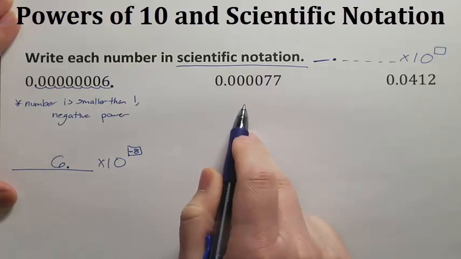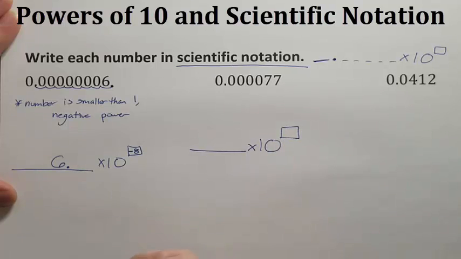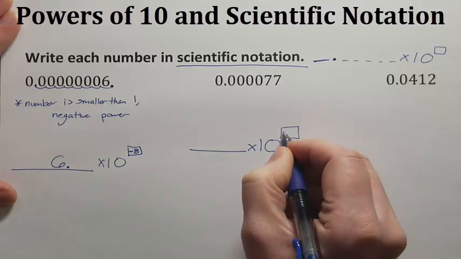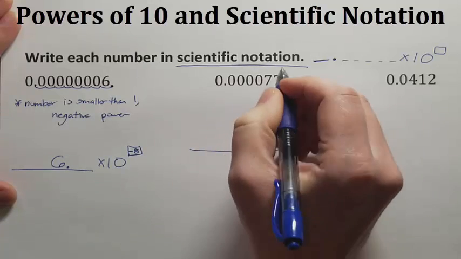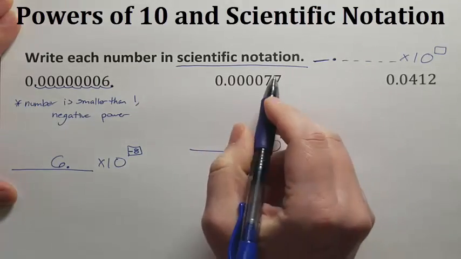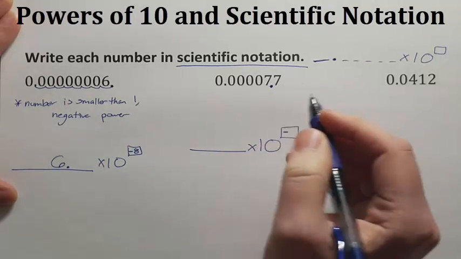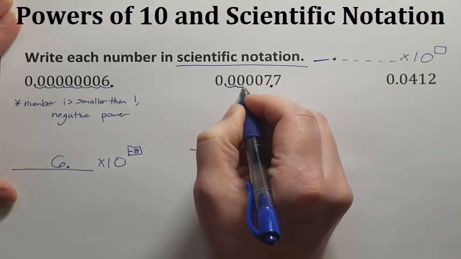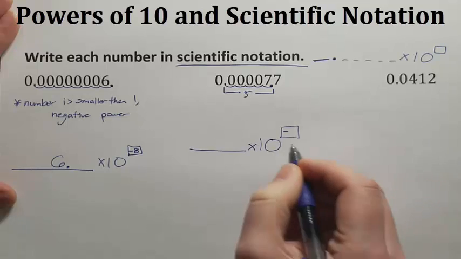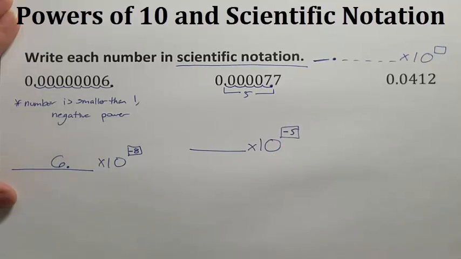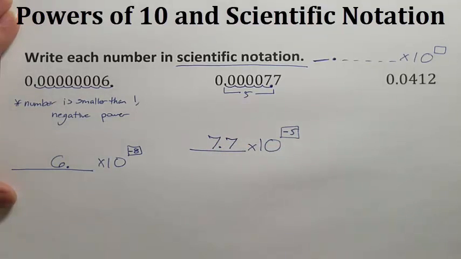My number is smaller than 1. So when I'm coming up with my scientific notation, I'm smaller than 1, so my exponent's going to be a negative. My decimal is currently right here. That's not where I want it. I want my decimal right here because I need some number, decimal point, and then everything else. So I needed to move 1, 2, 3, 4, 5. I need to move 5 place values. So this is a negative 5. What's my number? It's 7.7. So my number is 7.7.